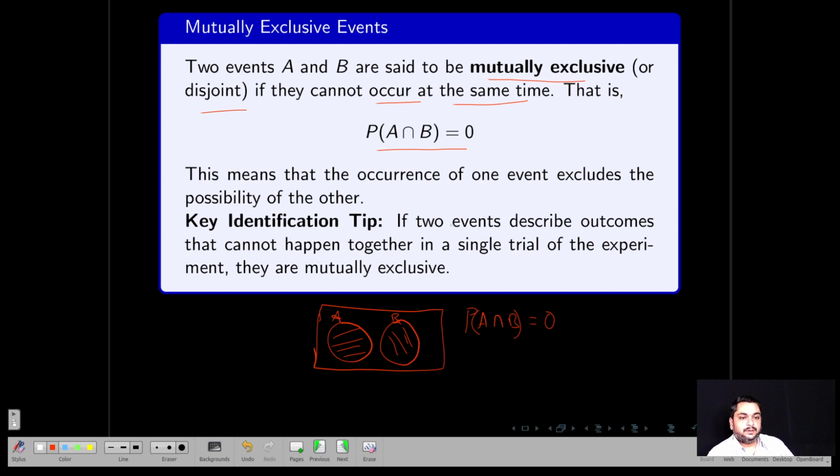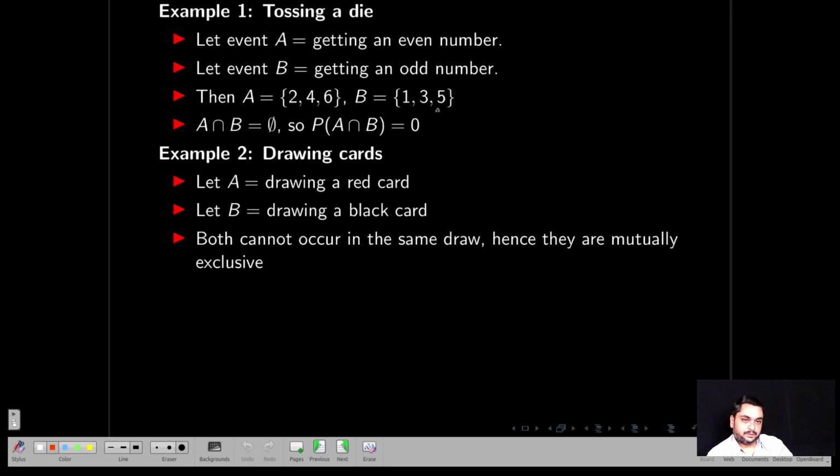How to identify? If two events describe outcomes that cannot happen together in a single trial of the experiment, they are mutually exclusive. We'll take an example and understand. Tossing a die. We let A equal getting an even number. Let B be getting an odd number.